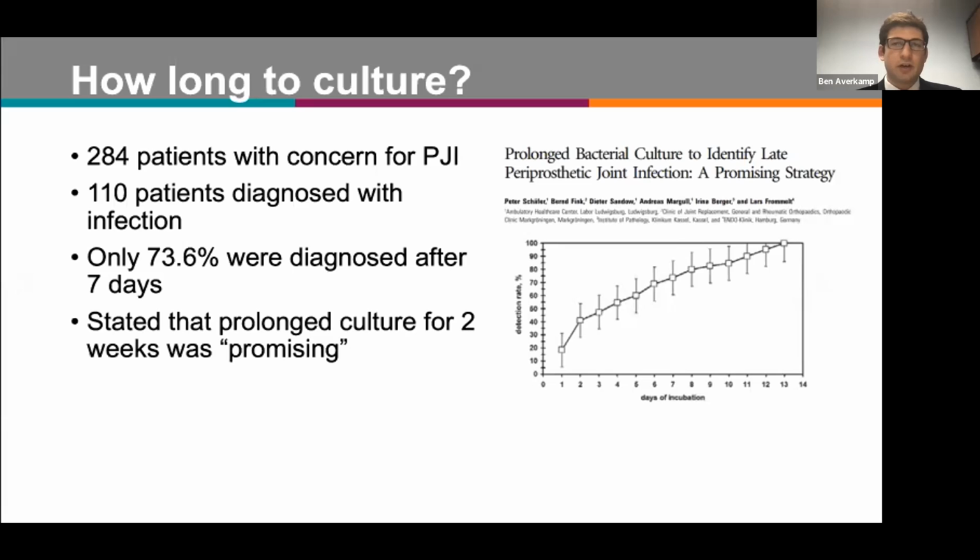They looked at 284 patients with suspected late hip or knee infection. They compared histological analysis to microculture over a 14-day period. They determined that infection was found in 110 patients, of which only 74% were detected after culturing for 7 days. However, when 6 additional days were added, they were able to capture 100% of the infections. They reported that high virulent strains, such as staph, were detected early, while lower virulent strains, such as C. acnes, were determined late. They called prolonged culture promising.